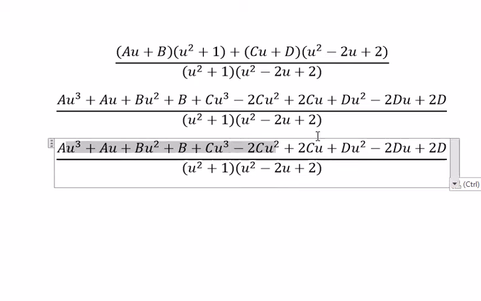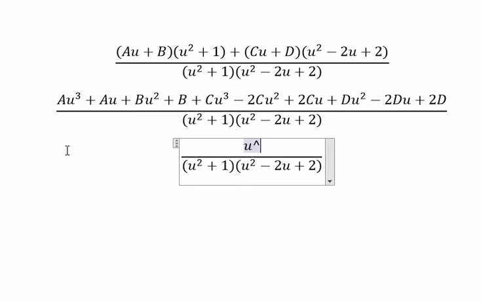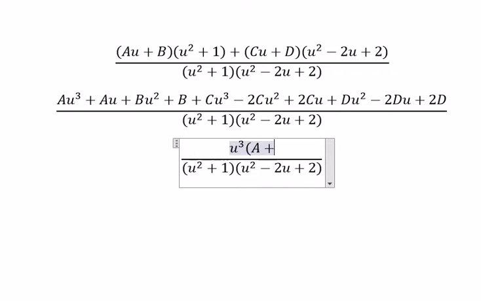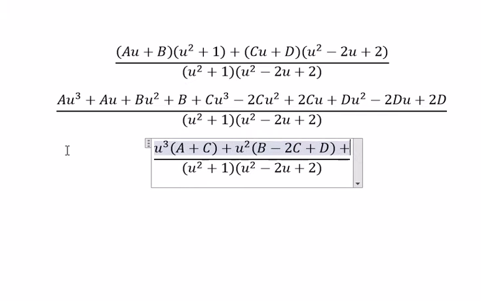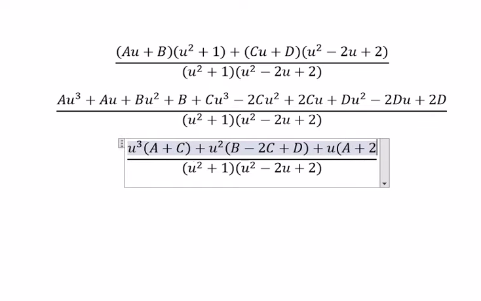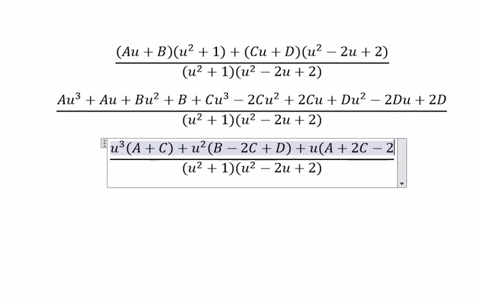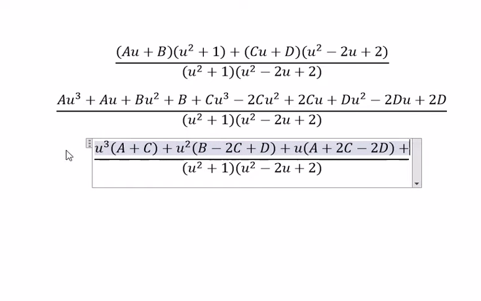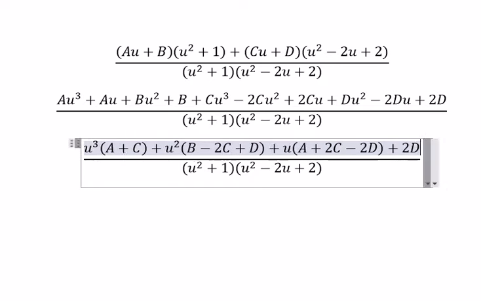So this one, u to the power of 3, we get a plus c. About u squared, we get b minus 2c plus d. About u, we get a plus 2c minus 2d. And the last one, we get 2d plus b.